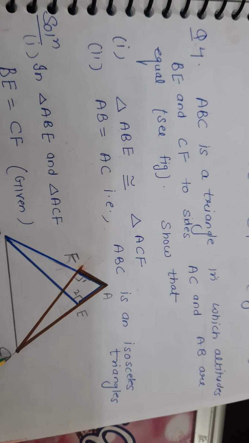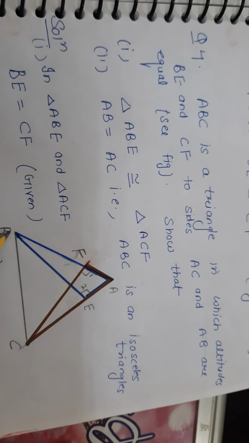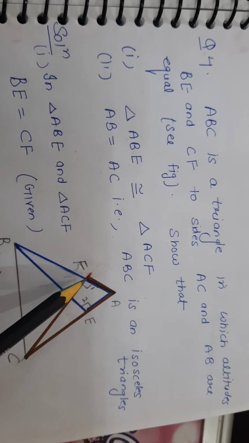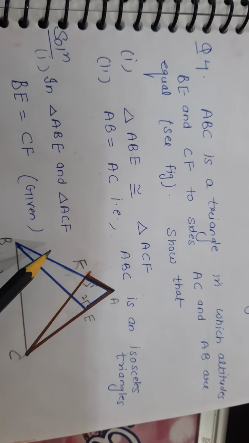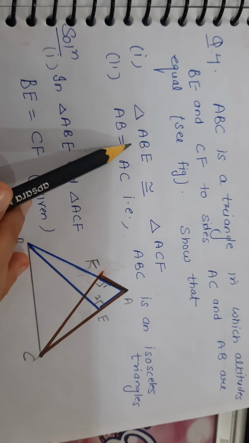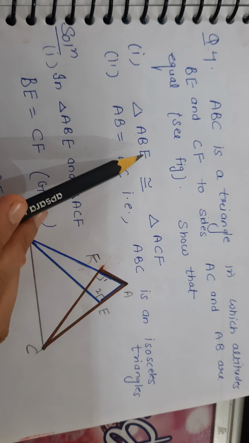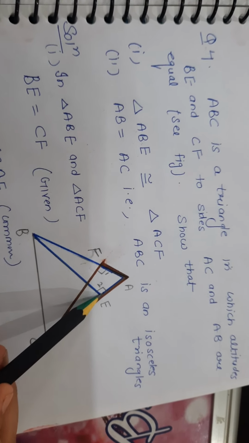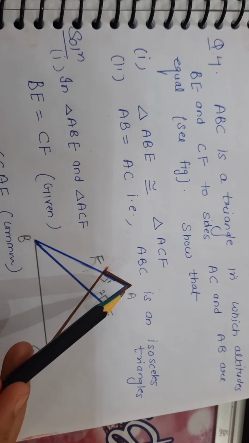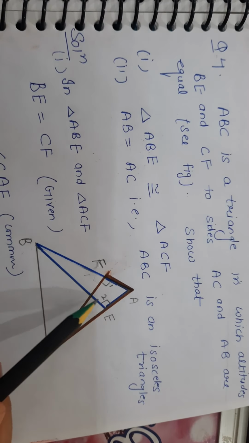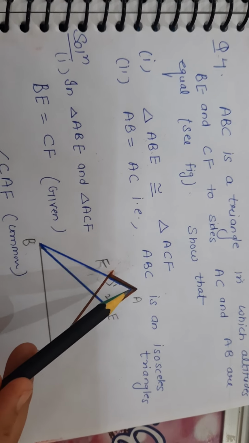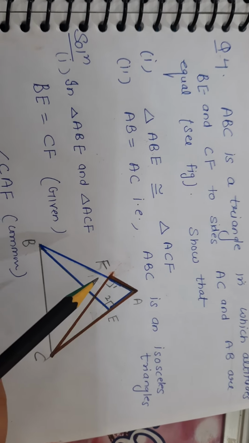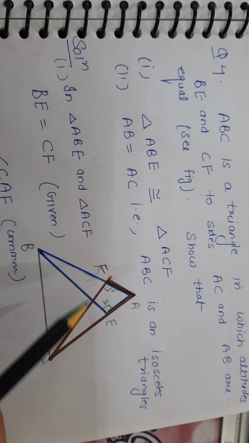So read the statement carefully. ABC is a triangle in which BE is the altitude to the side AC and CF is an altitude to the side AB. First you need to prove triangle ABE, the one which is labeled with blue color, is congruent with the triangle ACF, the triangle with the brown color. You need to prove these two triangles are congruent.